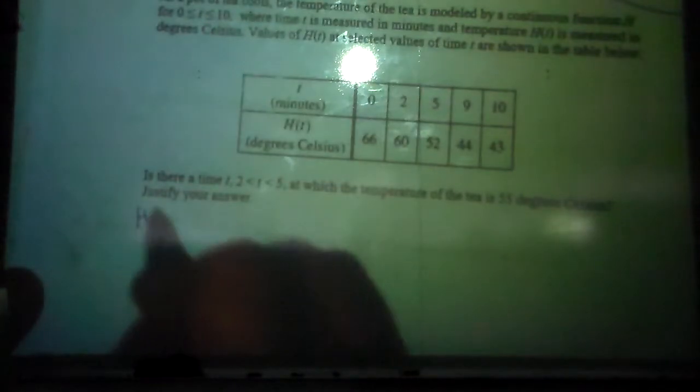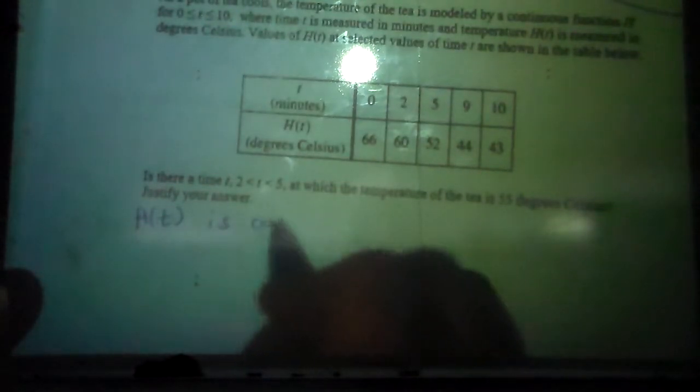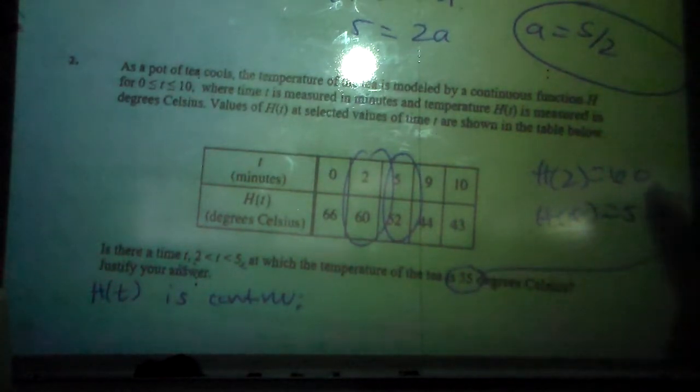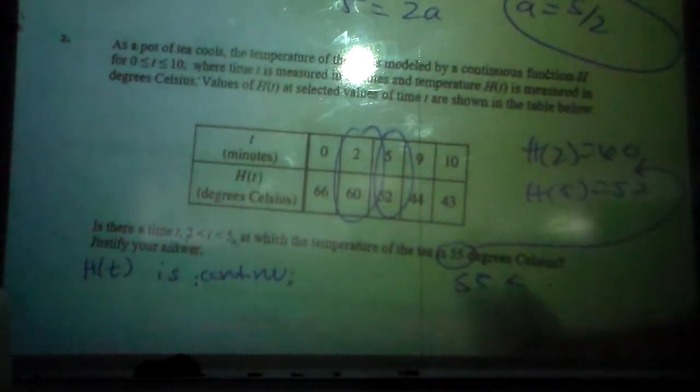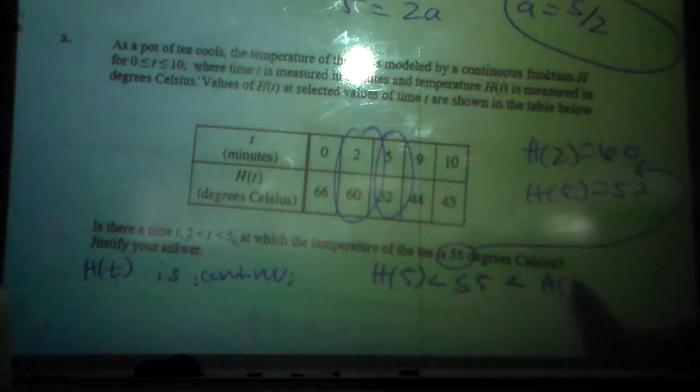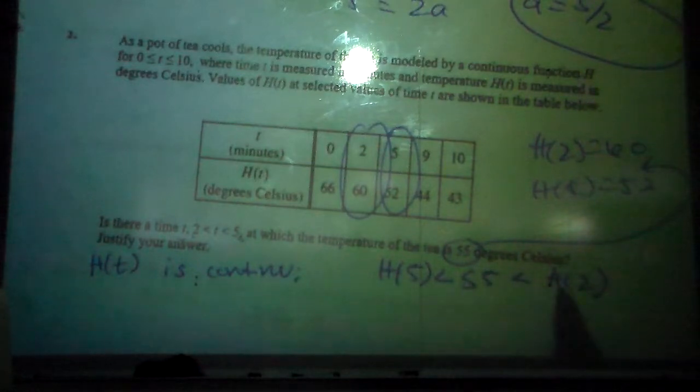Here we've got temperature modeled by a continuous function. This is definitely an IVT, so I'm going to make sure I state h of t is continuous. Next I need to check 55 compared to the temperature at t equals 2 and 5. So h of 2 is 60, h of 5 is 52. 55 is definitely between these two, so I'm going to write 55 is between h of 5 and h of 2, because 52 is less and 60 is greater.